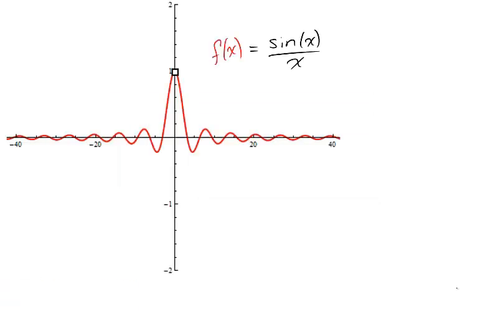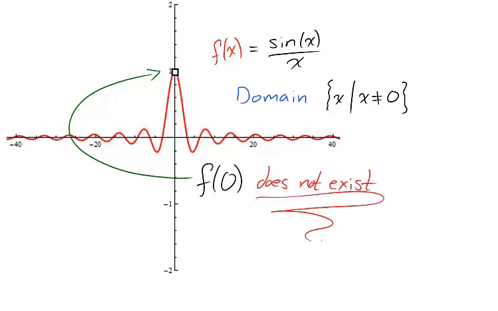Let's begin with the function sin x over x. You'll recall from your pre-calculus review that the domain of f is all real values except 0, as division by 0 is not defined. This means that f of 0 does not exist. There is a hole in the graph at x equals 0.